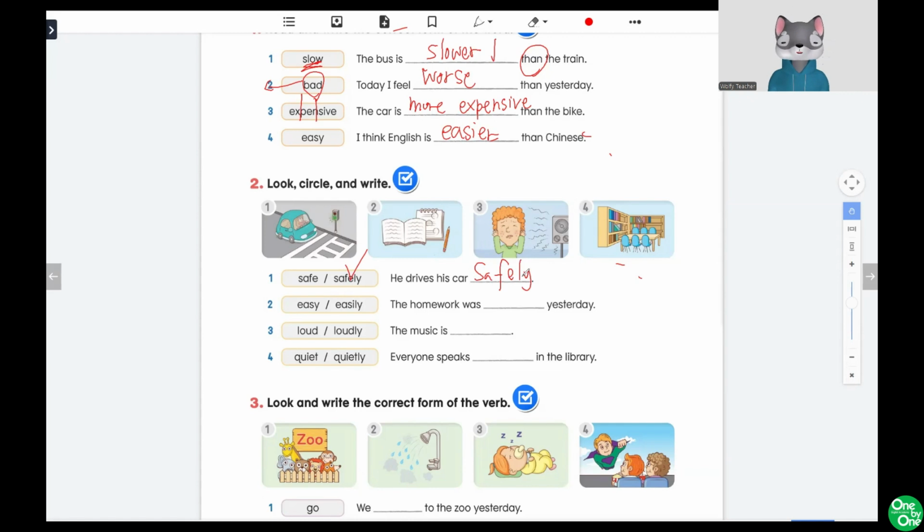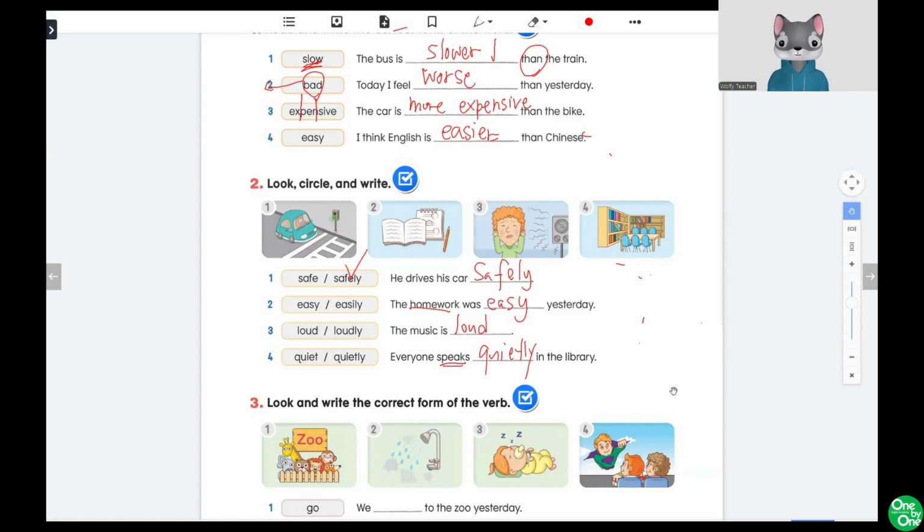Next one. The homework was. 숙제가 어떠냐는지 물어보는 거니까 this homework was. It's not going to be an adverb. It's going to be an adjective. The homework was easy yesterday. Very good. The music is. How is the music? The music is loud. Very good. 음악에 대해서만 얘기해 주는 거니까 it can't be the adverb. Everyone speaks. 어떻게 얘기하는지 얘기해 주는 거니까 everyone speaks quietly in the library. That's the correct answer.